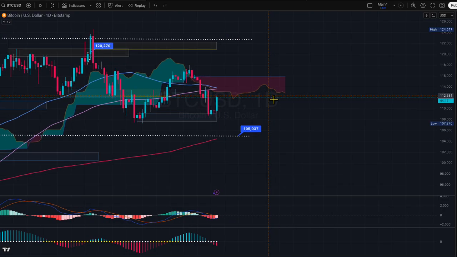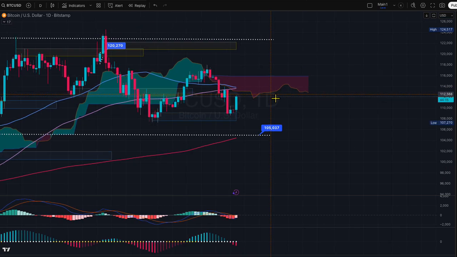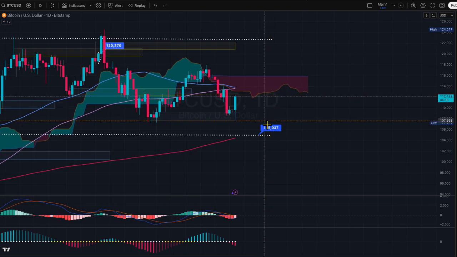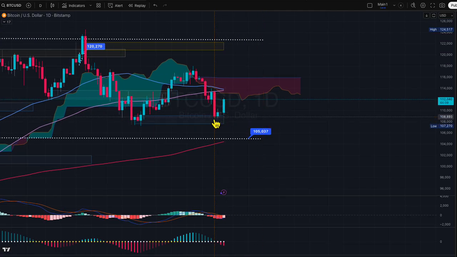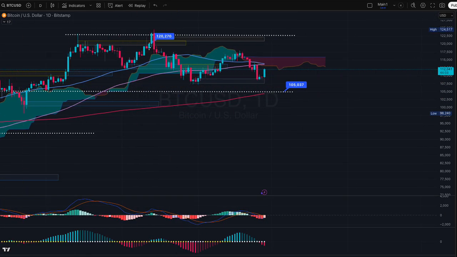Conditions are sideways. Still, Bitcoin is looking a little bullish in terms of the price action on this bounce, but I think there is a rejection I'm expecting, and I'll tell you why.